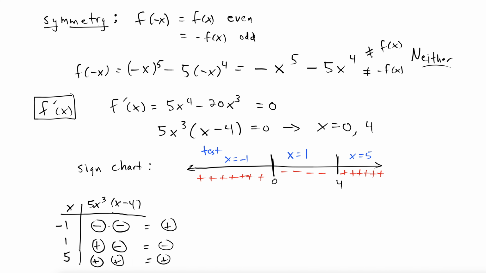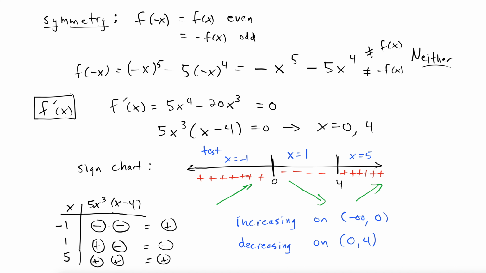So notice how this gives us a lot of information about our graph already. You can imagine a graph that's increasing from -infinity to 0, and then decreasing, and then increasing again. So let's summarize our information so far from the first derivative. We have that the function is increasing from -infinity to 0, decreasing on the interval 0 to 4, and then increasing again from 4 to infinity.